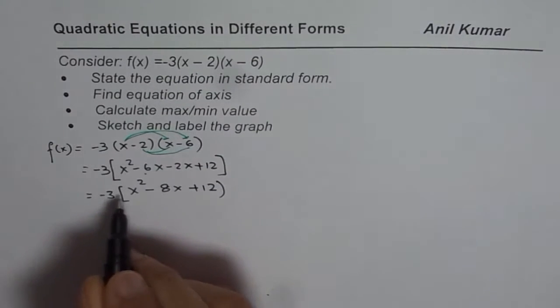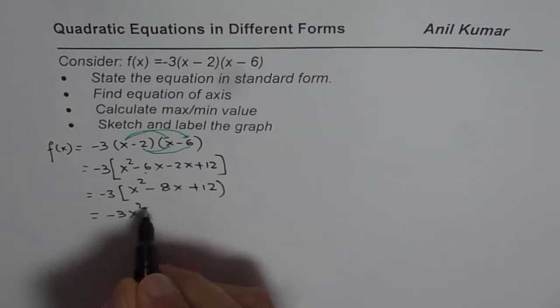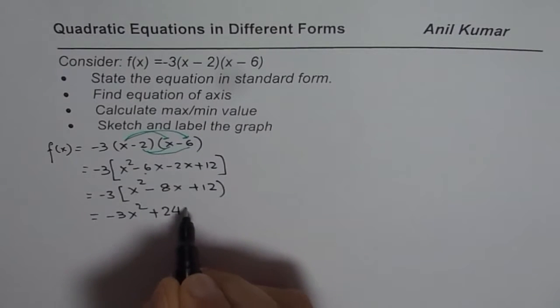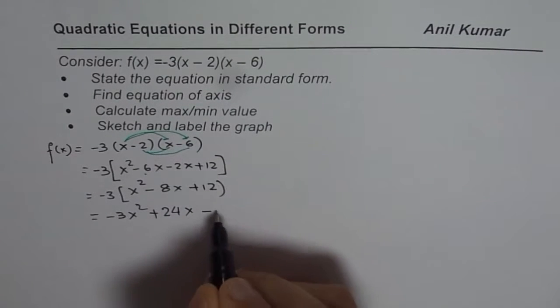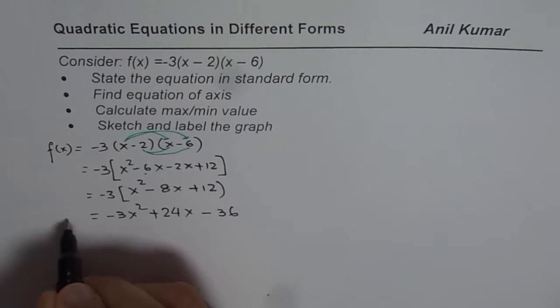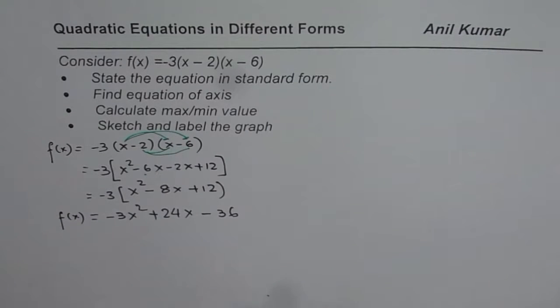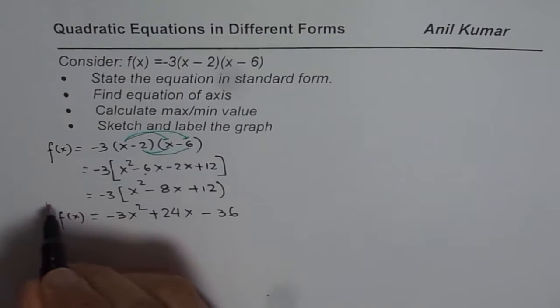Now we'll multiply by minus 3 to expand it. So it gets minus 3x squared, minus and minus is plus, 3 times 8 is 24x, minus 36. So that is your quadratic equation in standard form, right? So let me write this quadratic equation in standard form.